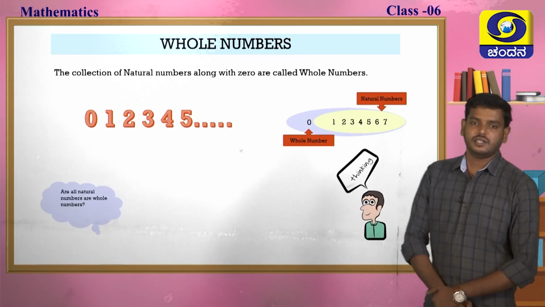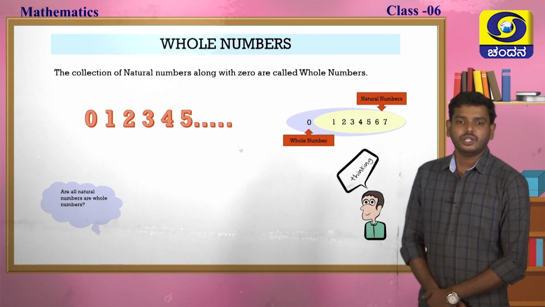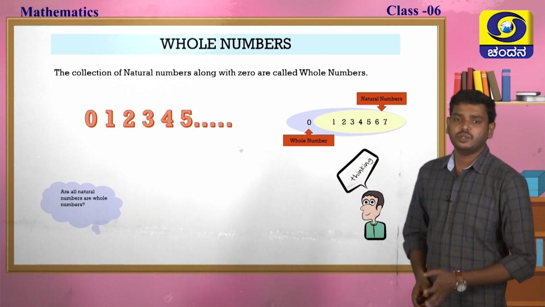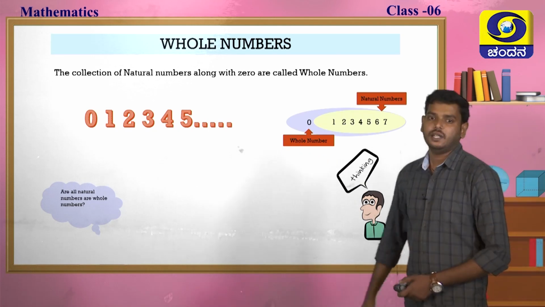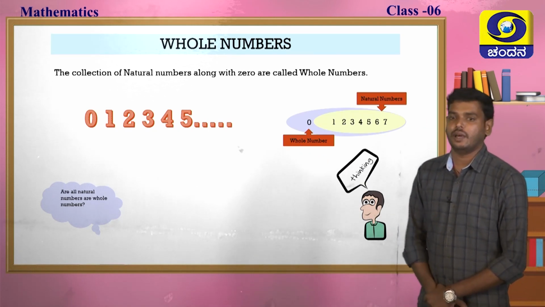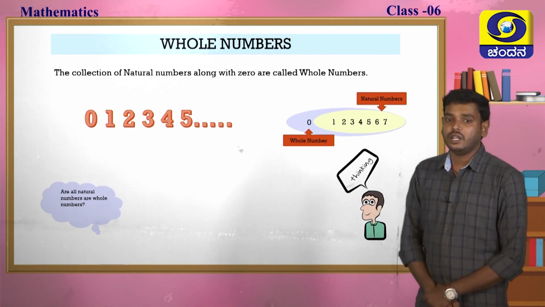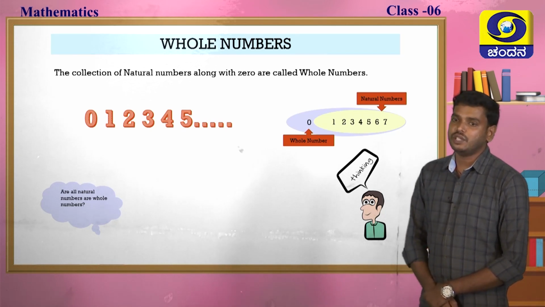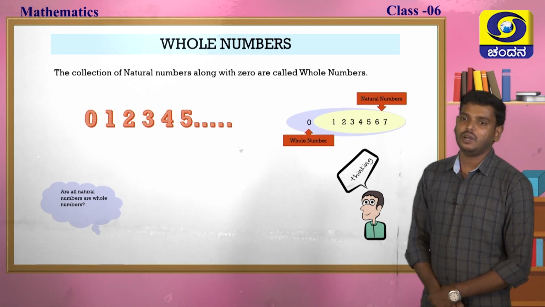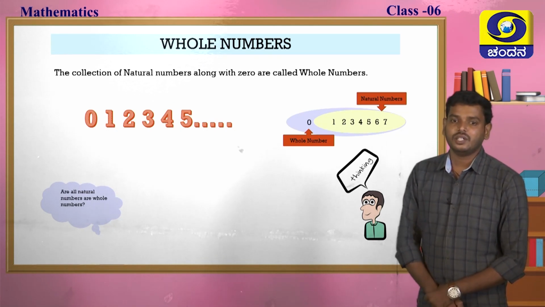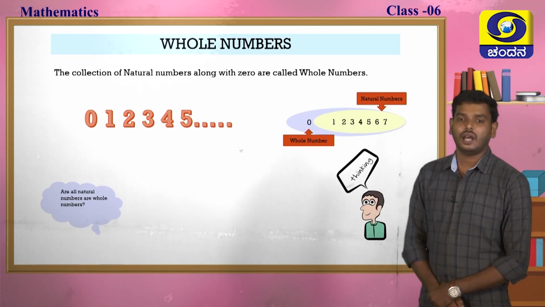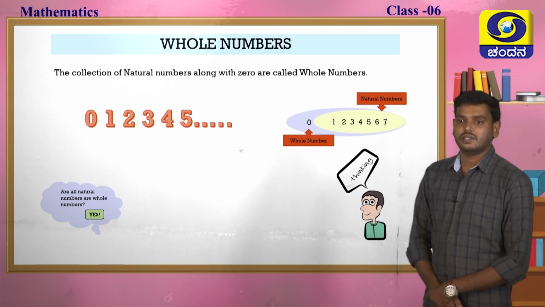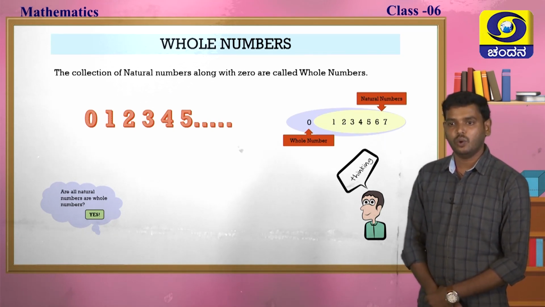In this first question, are all natural numbers whole numbers? See this figure. You can answer this question if you observe this figure. Try to answer me. Think, are all natural numbers whole numbers? See here, yes, natural numbers will start from 1, 2, 3, 4 and whole numbers will start from 0 with the natural numbers. In the sense, your answer should be yes. Why? Because all natural numbers will be included in whole numbers.